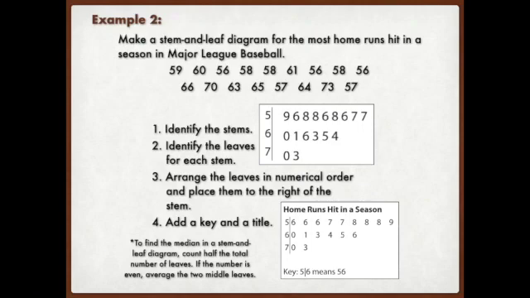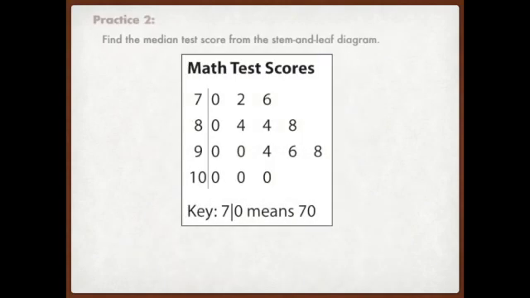Now to find the median in a stem and leaf diagram, just count half the total number of leaves, and if it's even, average the two middle leaves together. So we're just counting the total number of leaves. So let's try that. Okay, let's find the median of these test scores. So this is already set up for you. It's already in ascending order, and then we already have our key. So let's go ahead and pause this and find the median.